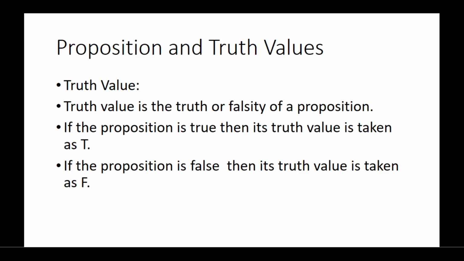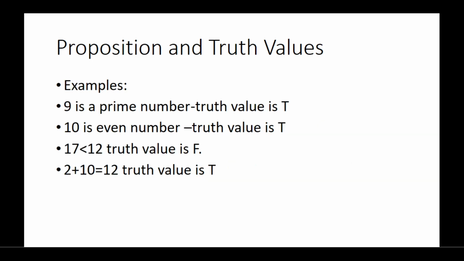If 11 is a prime number, its truth value is true. If the proposition is false, then its truth value is taken as capital F. For example, 9 is a prime number. It is a false statement and its truth value is F. 10 is an even number, its truth value is T. 17 is less than 12, truth value is F. 2 plus 10 is 12, its truth value is T.